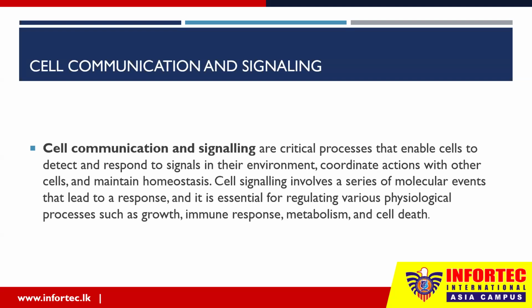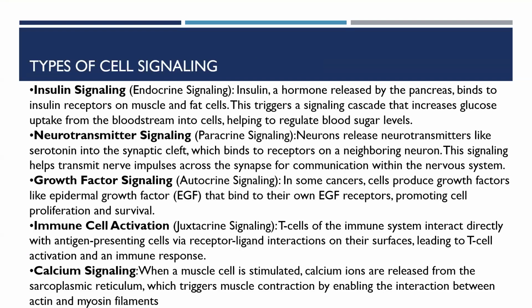Other than that, here are some types of cell signaling. Just a reminder of the names. Insulin signaling, which we discussed in the previous lecture as well. The pancreas produces insulin, and the insulin is released into the bloodstream and connects to the cells that need to absorb glucose from the blood. So that is insulin signaling.